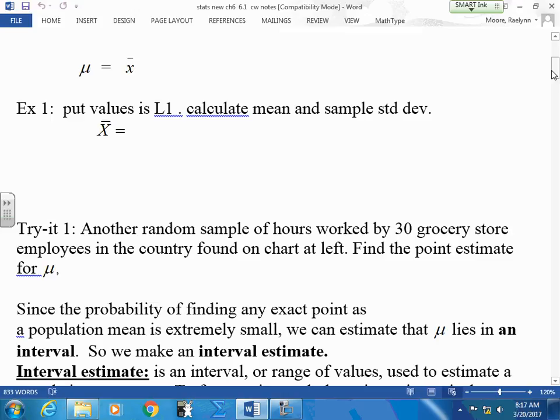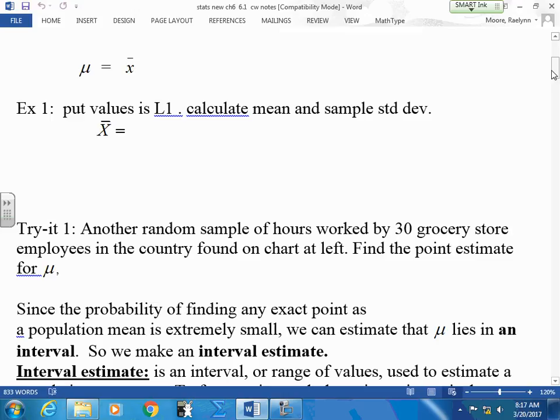In that county. Good. So my population is all grocery store workers in that county. Let's say it's Orange County. All grocery store workers in Orange County. My sample is 40 from that county. So when I find the mean for this, I'm going to set that as a point estimate.